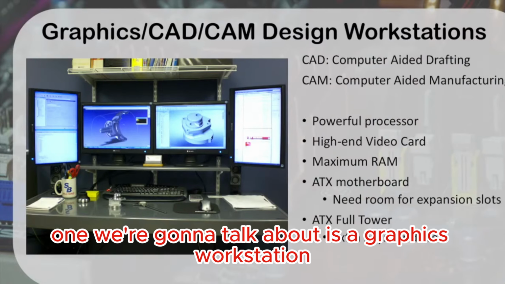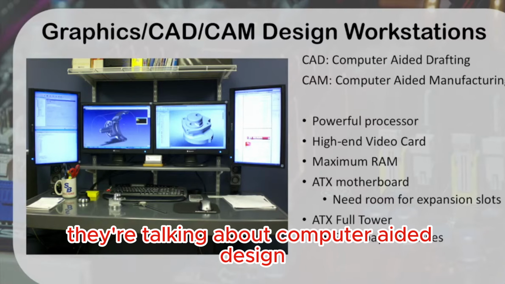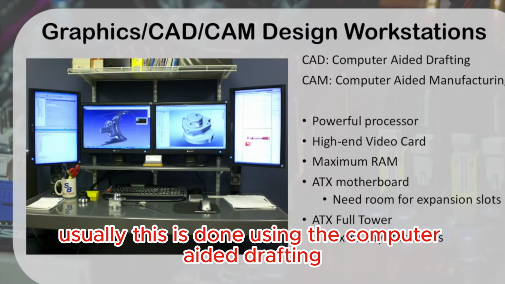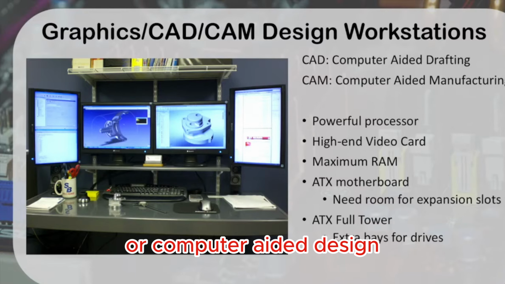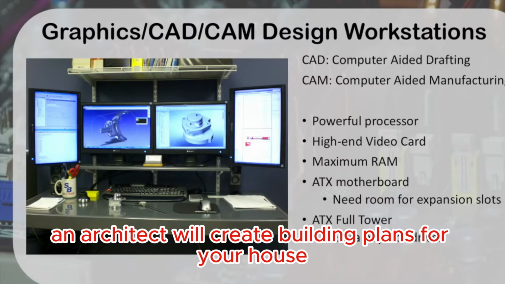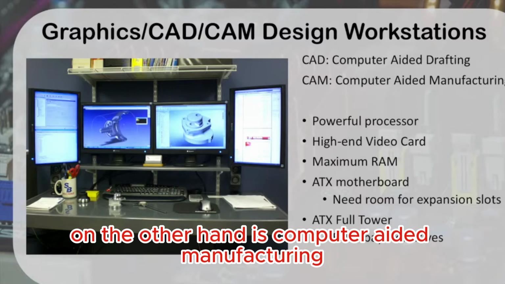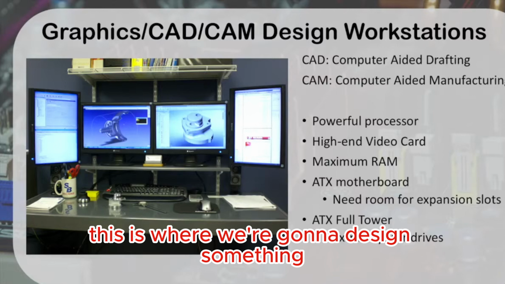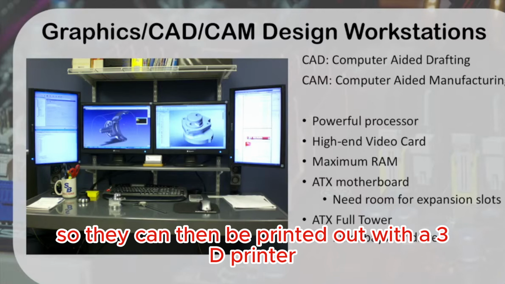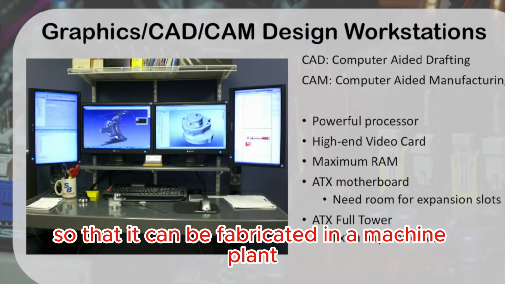So the first one we're going to talk about is a graphics workstation, a CAD or a CAM design workstation. And here at CAD, they're talking about computer-aided design. Usually this is done using computer-aided drafting or computer-aided design. This is usually done to create something like an architect would create building plans for your house using a CAD software. CAM, on the other hand, is computer-aided manufacturing. This is where we're going to design something so that it can then be printed out with a 3D printer, or it can be designed so that it can then be fabricated in a machine plant.